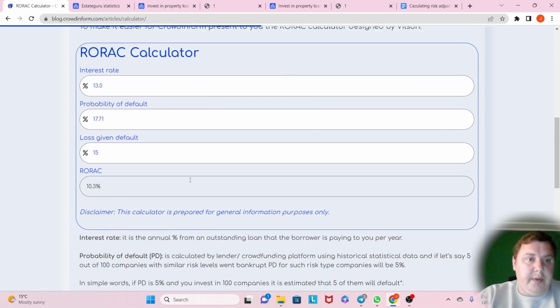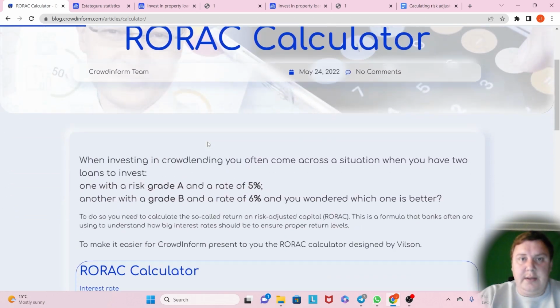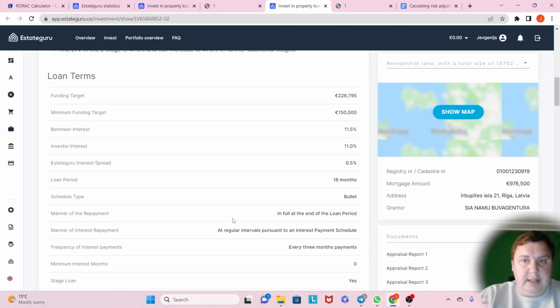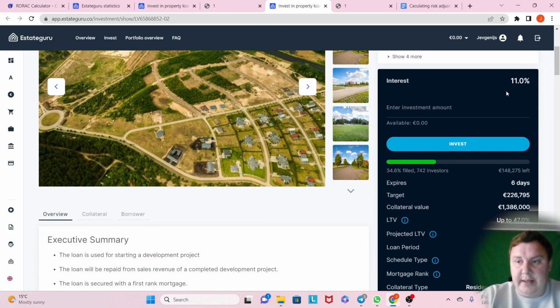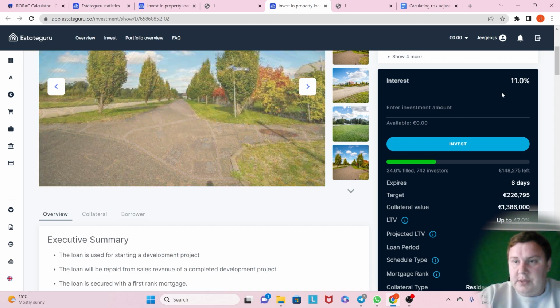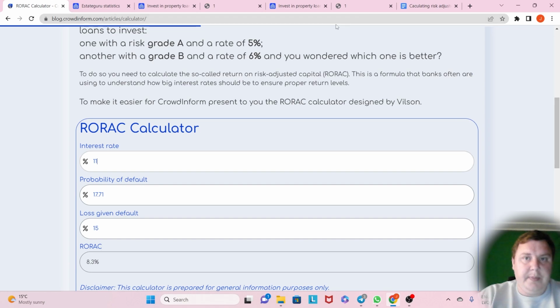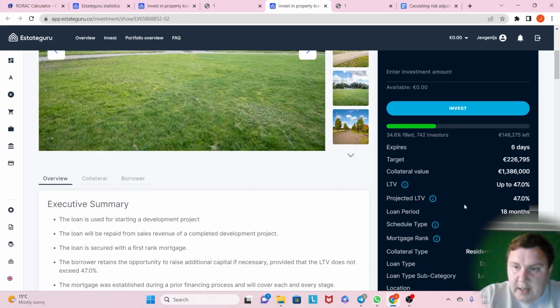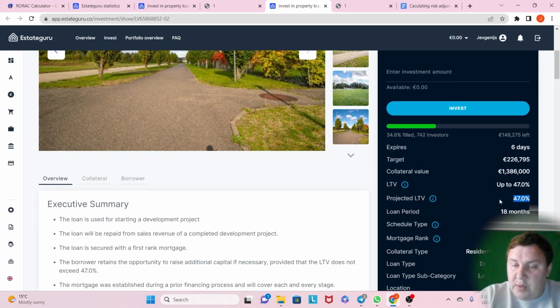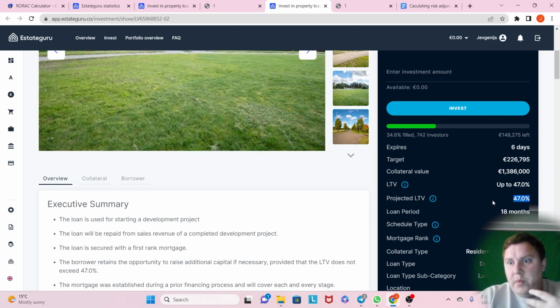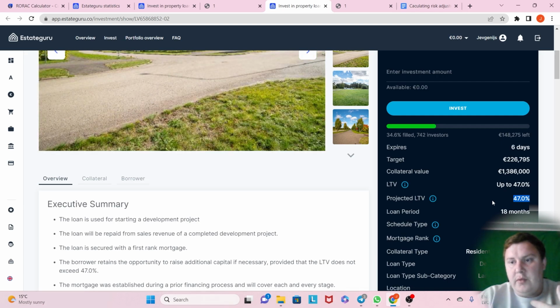But just for comparison, let's take another loan. Let's take this one, which has a rate of 11. Just quickly, let's put the interest rate 11 here. Okay, RORAC stays the same. So what we have here, LTV is 47. Even if we follow the same logic, that we will be getting only 60% of the market value, we will be safe.